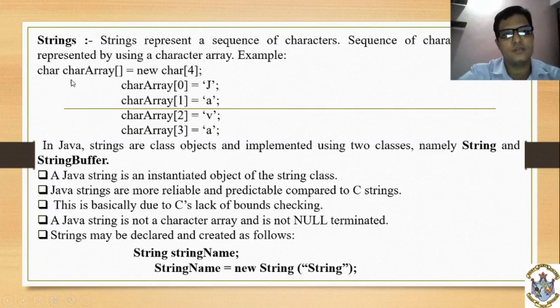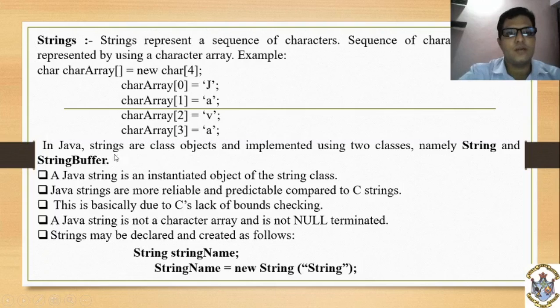An example of strings: char array of equal to new char of. So it is a character array. Here we can also use the string data type directly. Char array means the name of the character array variable is char array. Its size is 4. In the 0th location you are storing j, in the first location a, in the second location v, and in the third location a.